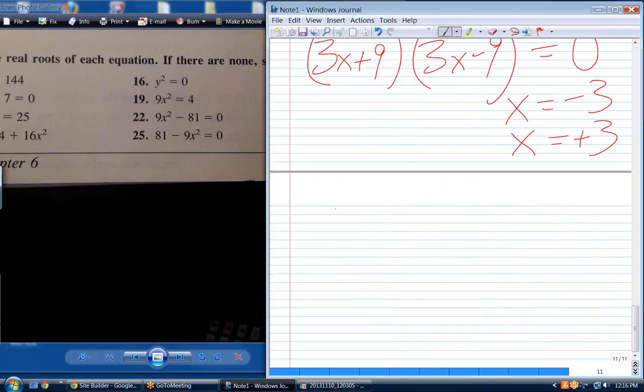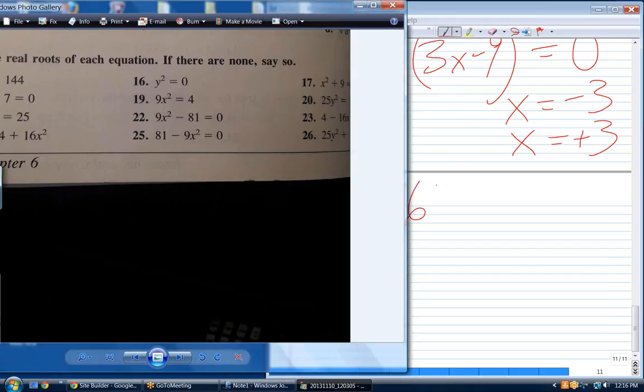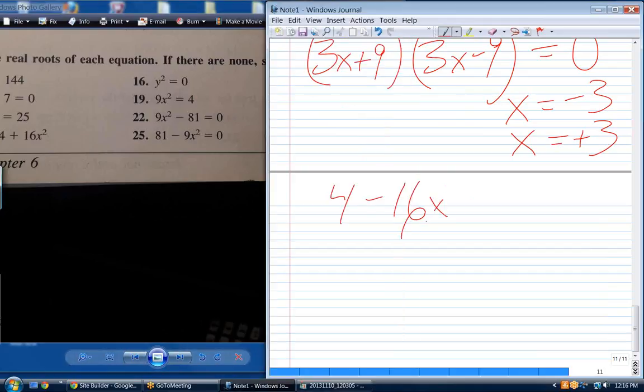23, we got 4 minus 16 something. 16x squared equals 0. Okay. Next line. Negative 16x squared equals negative 4. You know, I'm going to suggest a different next line. It's not a big difference.